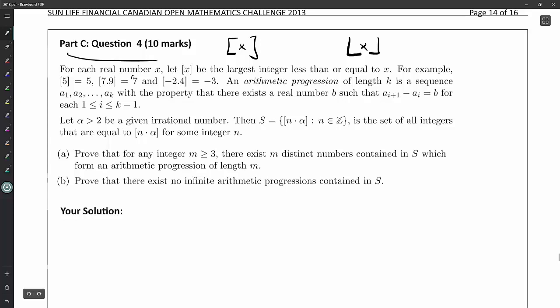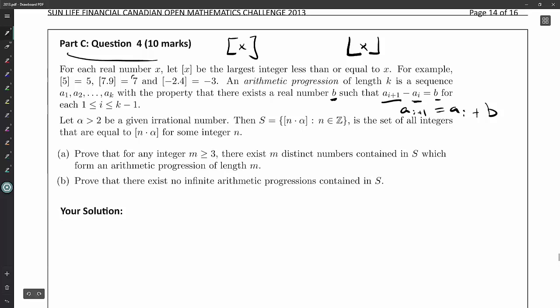An arithmetic progression of length k is a sequence a1, a2, all the way up to ak, with the property that there exists a real number b, I prefer to call it d, the common difference, such that each next term subtract the current term is equal to b. So, in other words, if I want to figure out a(i+1), I rearrange this and say it's just the last term ai plus this constant b, this fixed common difference.